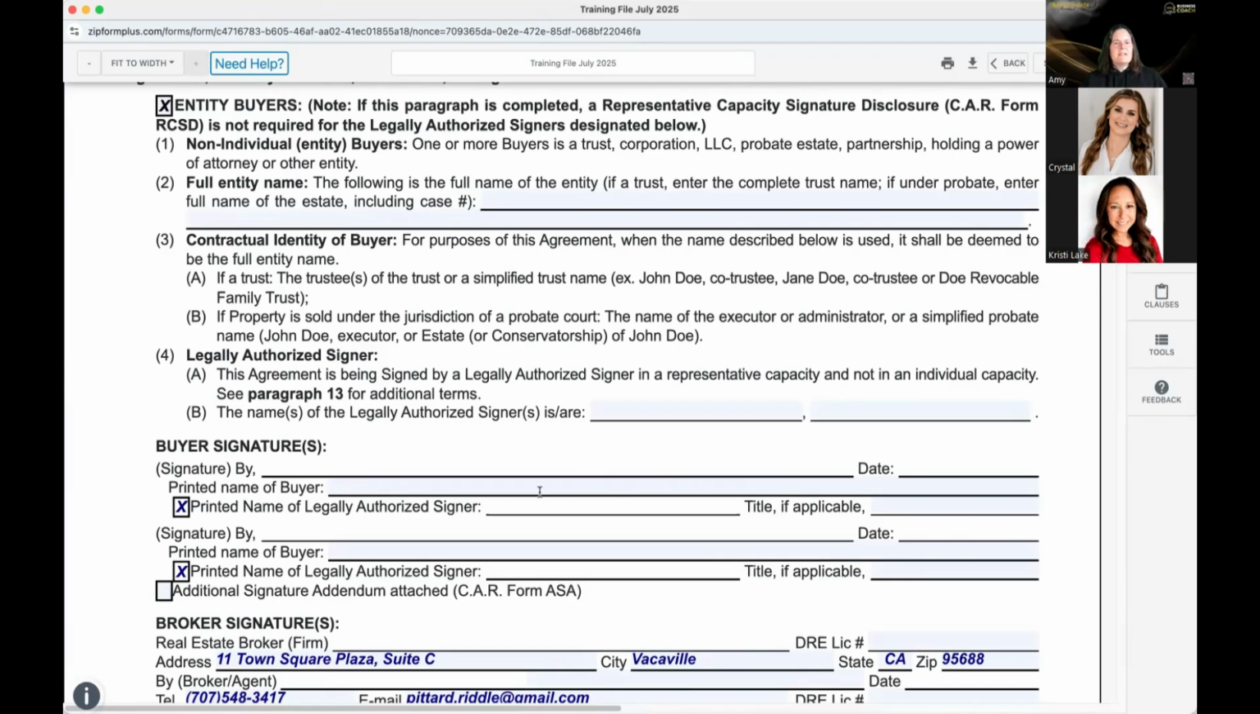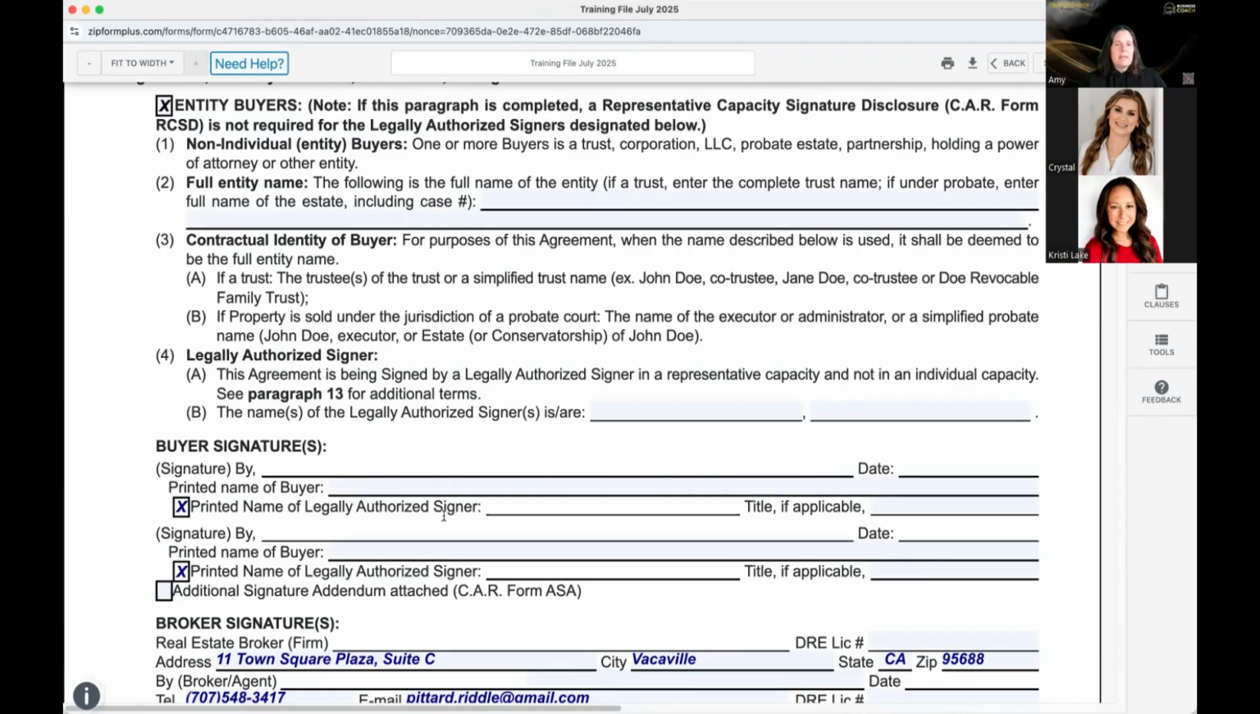Then down here, you're going to put the printed name of the buyer. This is where the name of the trust would actually go. And then the printed name of the legally authorized signer goes here, who's going to actually sign there. And their title would go here. So whether they are the co-trustee, whether they're the president of the company, whatever it might be, if they have a title, you're going to put it there.